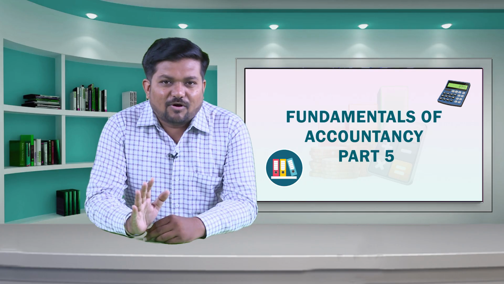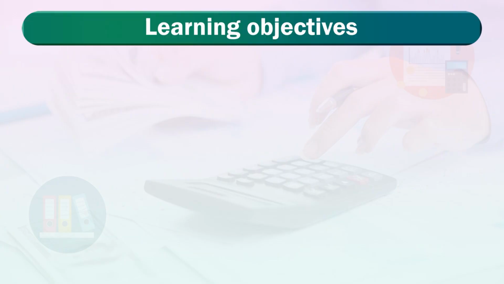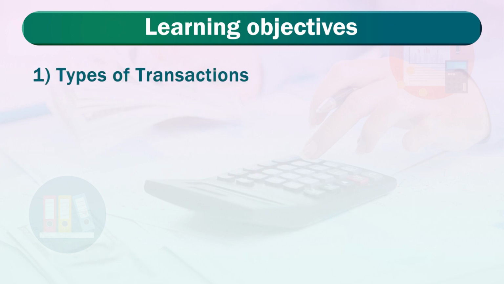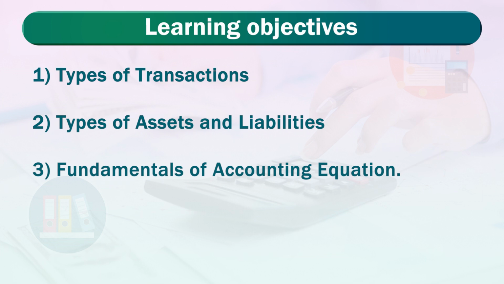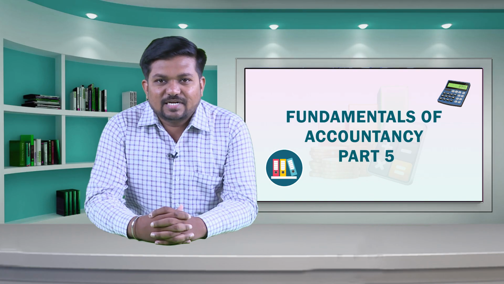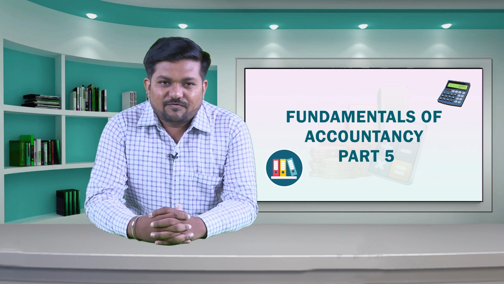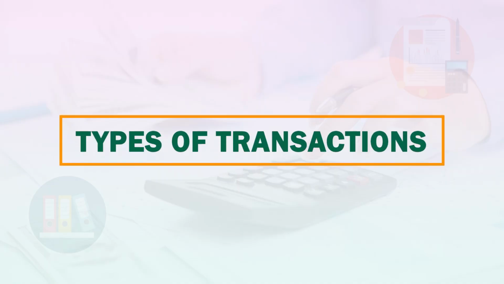In this part 5 of Fundamentals of Accountancy, we will discuss the types of transactions, then types of assets and liabilities, and fundamentals of the accounting equation. Let us commence with the types of transactions. The very first is types of transactions.